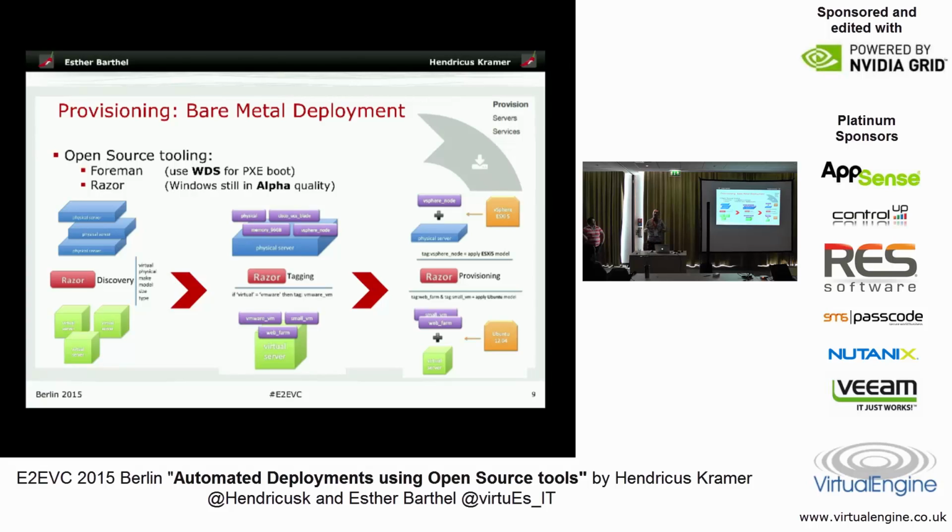You can say, when I have 2 CPUs and 512 gigs of memory, then I want to provision it as a VMware host or something like that. If it's 1 CPU and only 64 gigs, I want it to be a web server or anything like that. Based on the tagging, Razor will match it with the policy you created and start the provisioning.